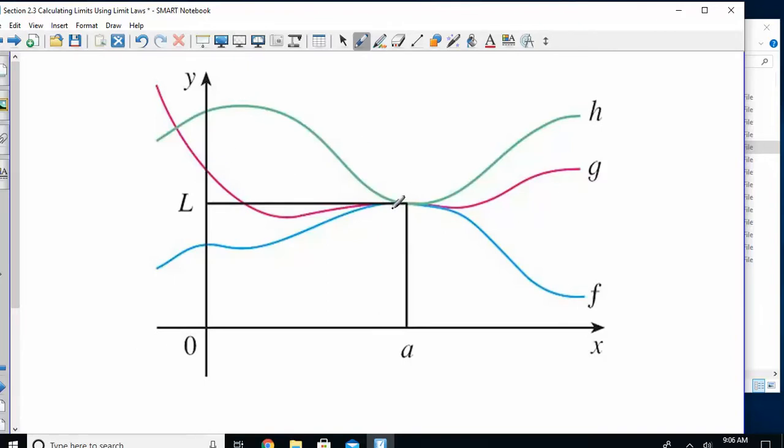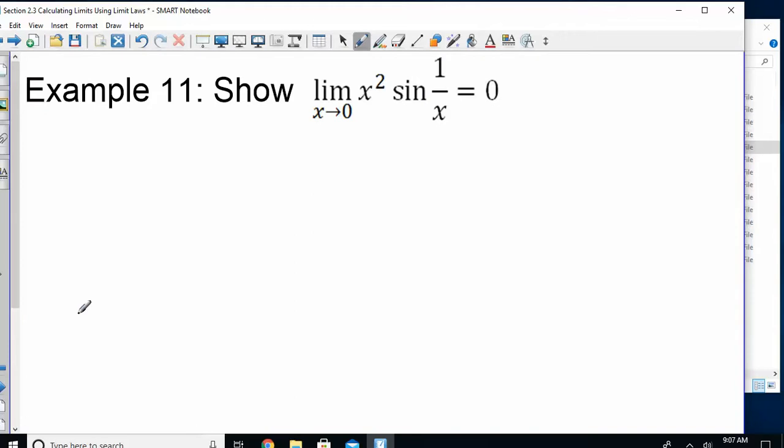And this is just a graphical example showing you my pink g is always in between the other two, at least when you're near this particular x value. And so if the limits of h and f were equal, then the limit of g would have to be the same as well. So here's ours.